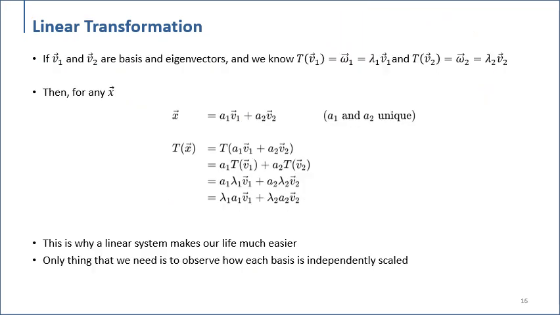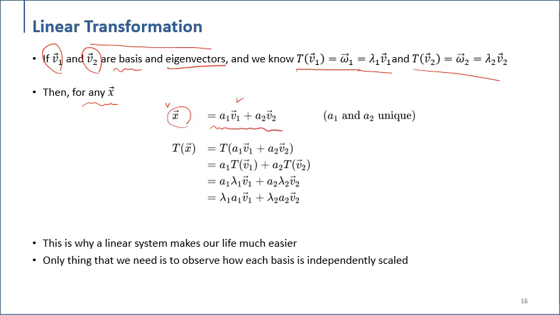The reason we are learning linear transformation is that it's very simple and very basic. Assuming that we know some two bases and eigenvectors, and that we know the linear transformation of these bases, then by definition, we can describe any vector using these two bases with a linear combination, right? This is the definition of basis.